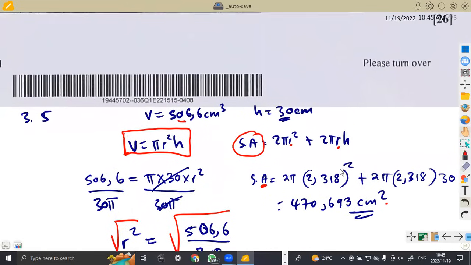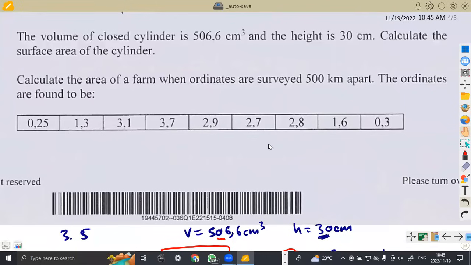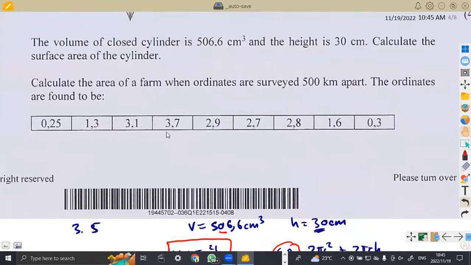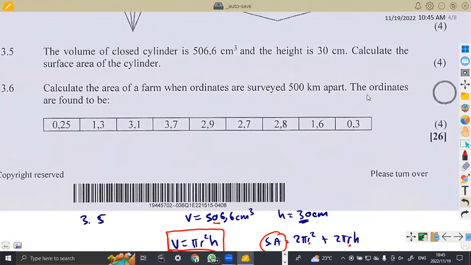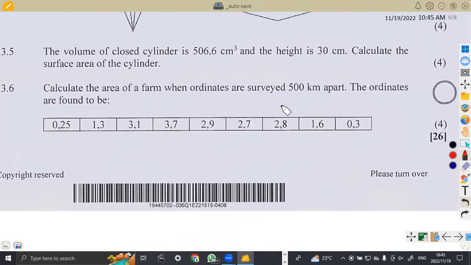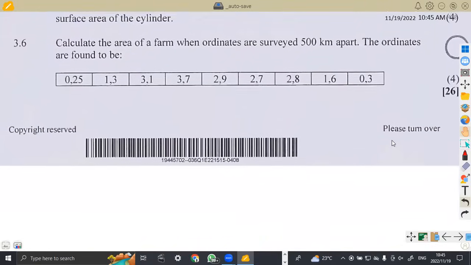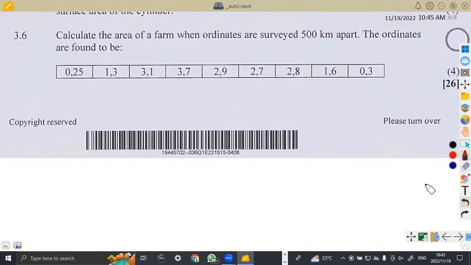Let's see 3.6 now. In 3.6, we're asked to calculate the area of a farm when the coordinates are surveyed 500 kilometers apart. Okay, so this is what we have, and these coordinates are actually 500 kilometers apart. So guys, remember the mid-ordinate rule for our formula: the area is going to be the sum of the first and the last ordinate over 2. So remember, we add the first and last over 2.